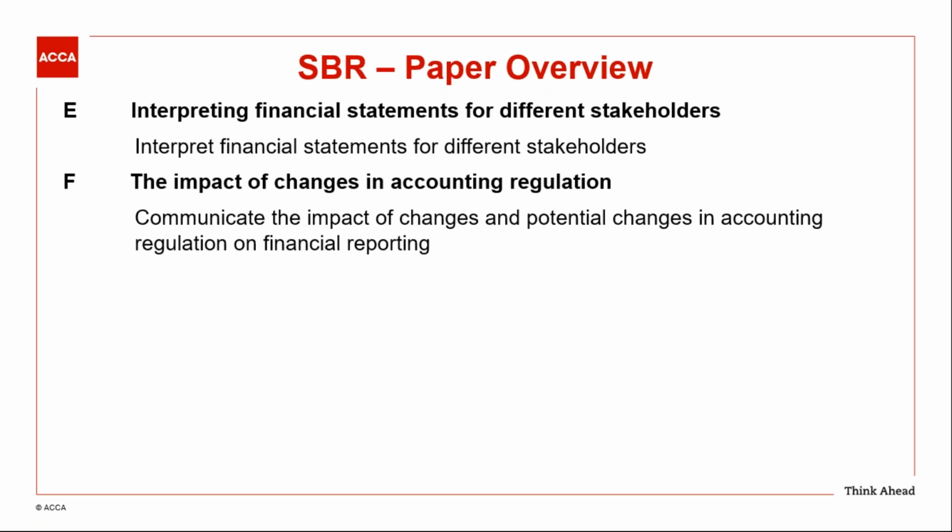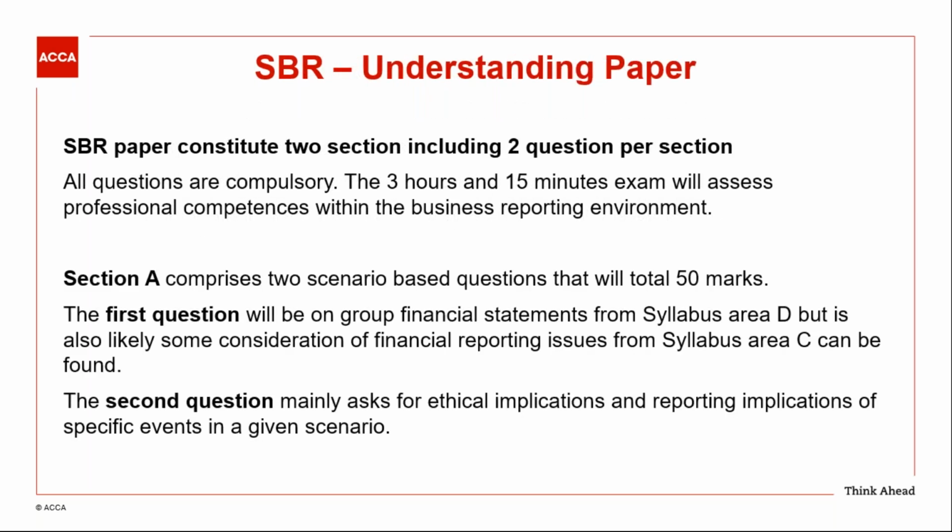Whenever you are studying the SBR paper, if you are following the textbooks provided by any of the ACCA-approved text providers like Kaplan or BPP, you might get some specific bullet points at the end of the accounting standard: what are the drawbacks within the accounting standard, how those can be improved, or what are the inconsistencies between the accounting standards. Those are the areas you need to be very careful about and very conscious of. So the next thing is we need to understand the paper.